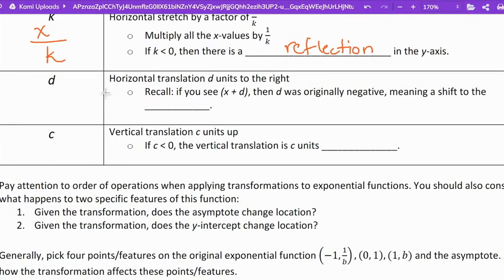Good. D, horizontal translations, d units to the right. Recall, if you see x plus d, then d was originally negative, meaning a shift to the left. Right? So if it's x plus 5, we're going 5 to the left. Okay, so how do we map that? X plus d.